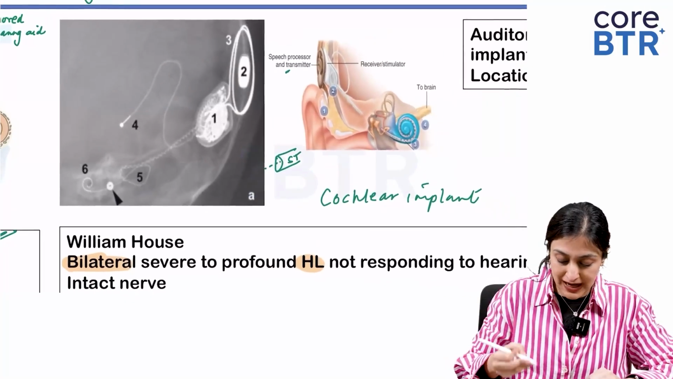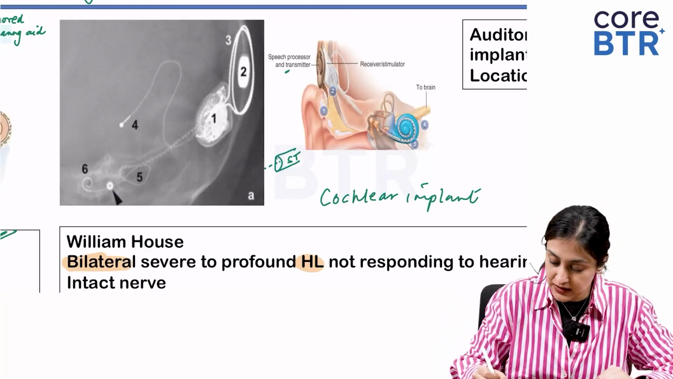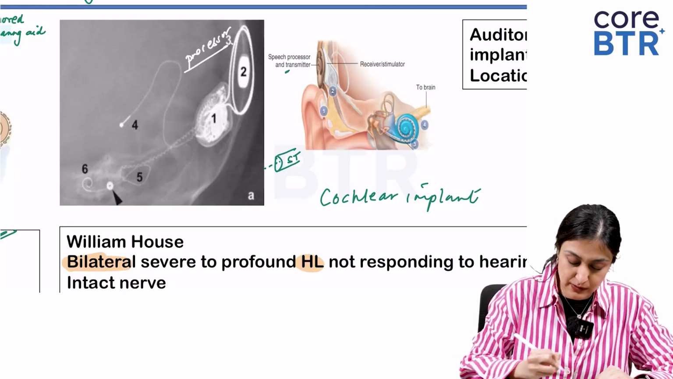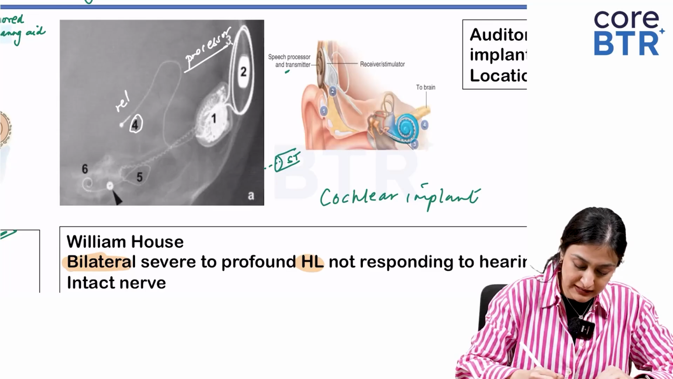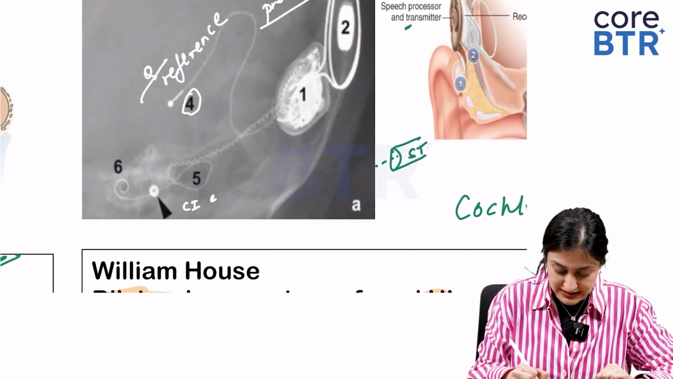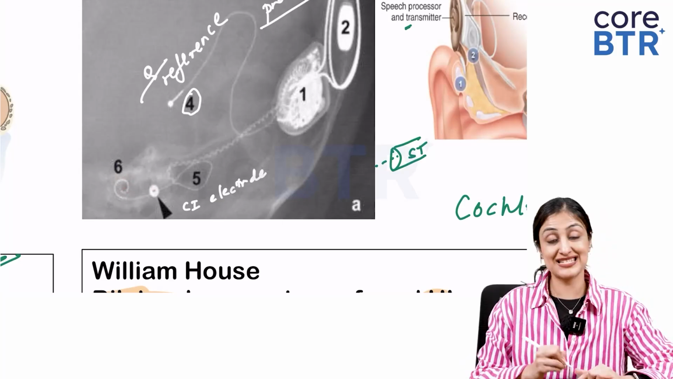So look at these parts. So 1, 2 and 3, this is the outer processor that we have, and there is a magnet attached to it. So this is the processor. Number 4 is the reference electrode. This is what NEET 24 asked you, reference electrode, whereas this is the cochlear implant electrode that is going inside. So this is the intracochlear part where it's taking a turn.